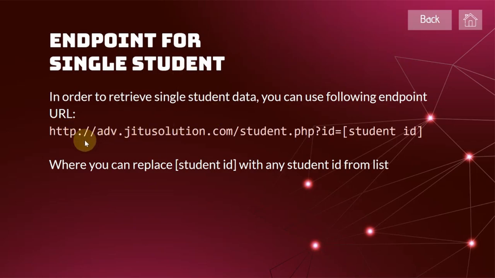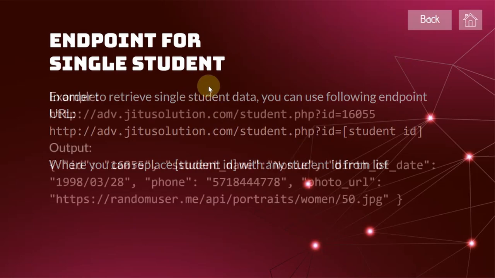So if you access advancedg2solution.com/student.php, it will return an array. Remember, it will return an array of students, a lot of students. But if you append ?id, this is called a query string variable, so ?id equals followed by the student ID, you may replace this with the ID of a student. It will return a single object, a single student object, as you can see in the next example.